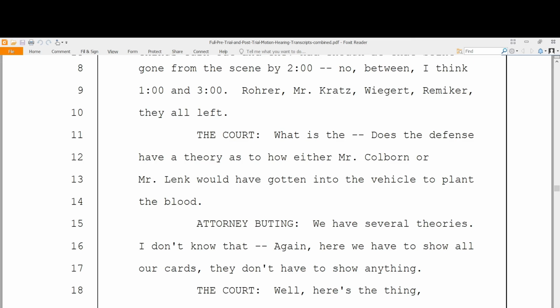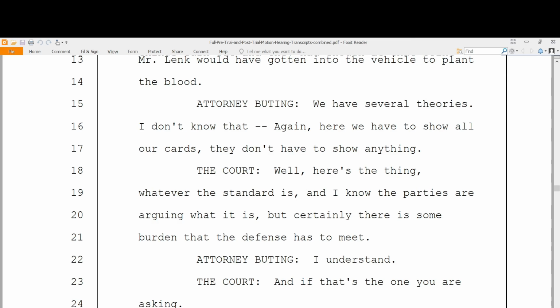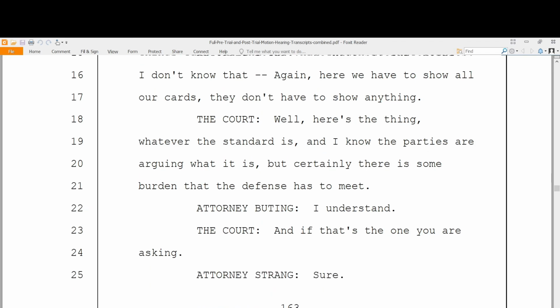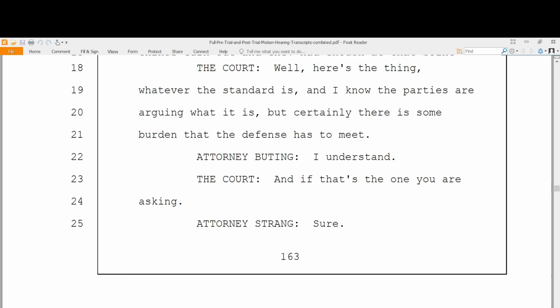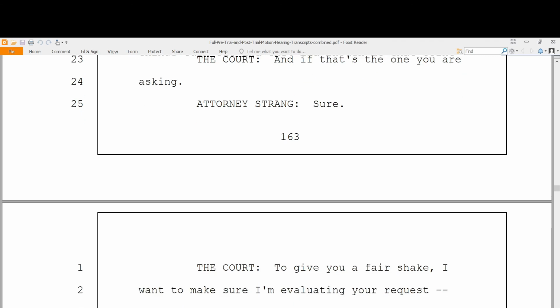The court: Does the defense have a theory as to how either Mr. Colborn or Mr. Lenk would have gotten into the vehicle to plant the blood? Attorney Buting: We have several theories. I don't know that we have to show all of our cards, that we don't have to show anything. They don't have to show anything. The court: Well, here's the thing. Whatever the standard is, and I know the parties are arguing what it is, but certainly there is some burden that the defense has to meet. Attorney Buting: I understand. The court: And if that's the one you are asking, Attorney Strang, sure.